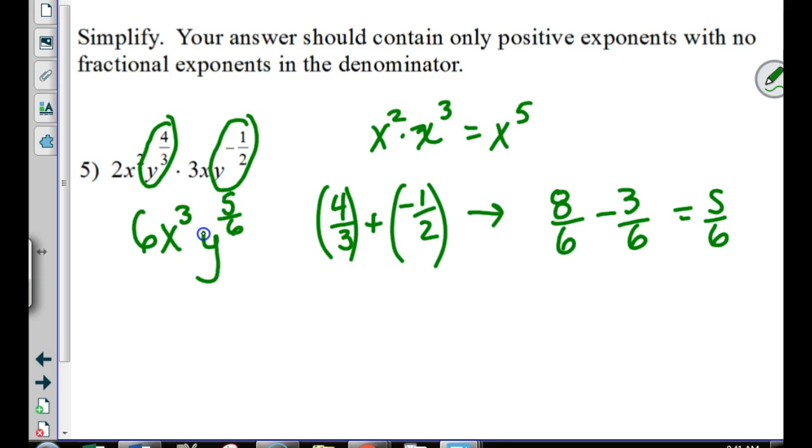Says I should have only positive exponents and nothing in the denominator. There's no denominator, right? So we get to be done right there. We don't have to rewrite it with a radical symbol or anything.